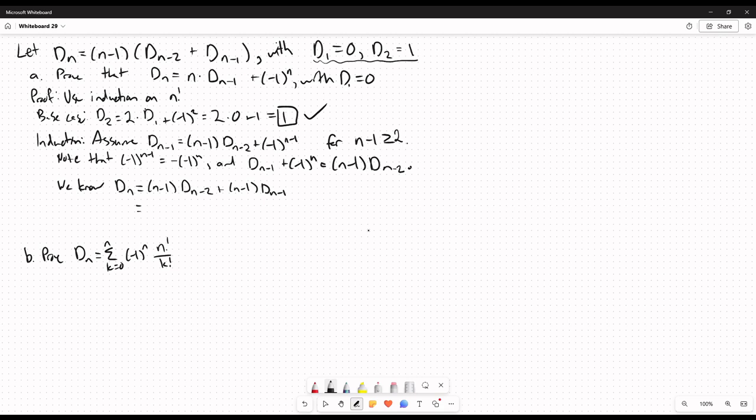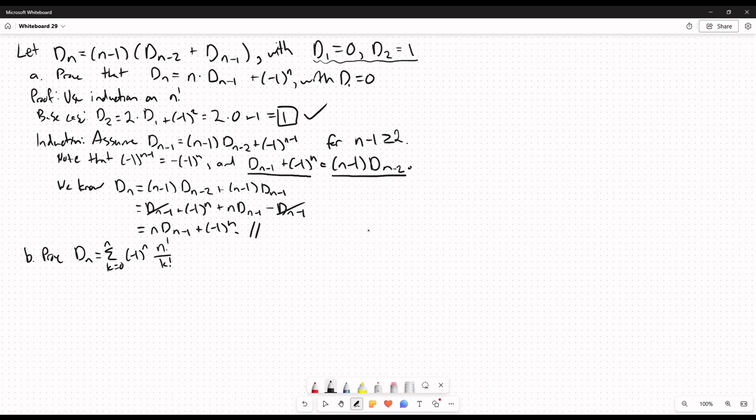And let's substitute this part in for n minus 1 d_{n-2}. So this will give me d_{n-1} plus (-1)^n. Plus, let's go ahead and distribute this over here. That's going to be n d_{n-1} minus d_{n-1}. Hey, look, those d_{n-1}s cancel. And we end up with, rearranging some things, n d_{n-1} plus (-1)^n.